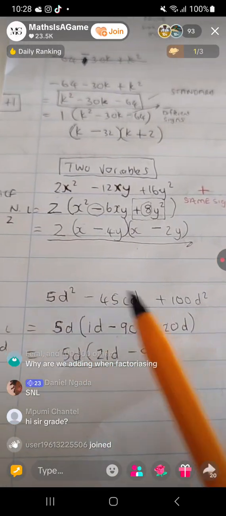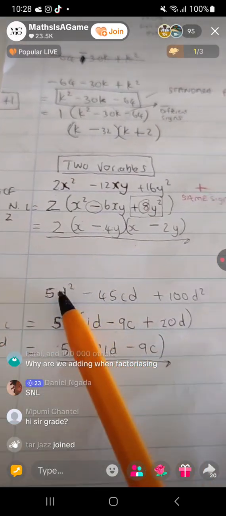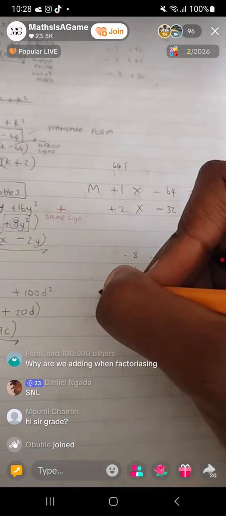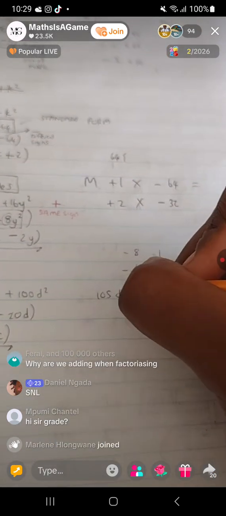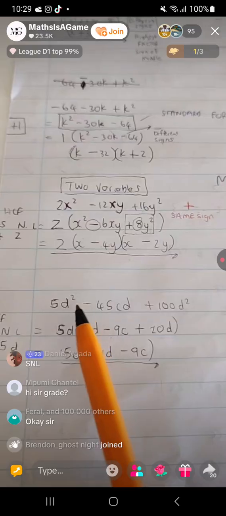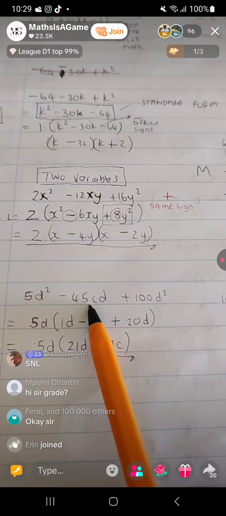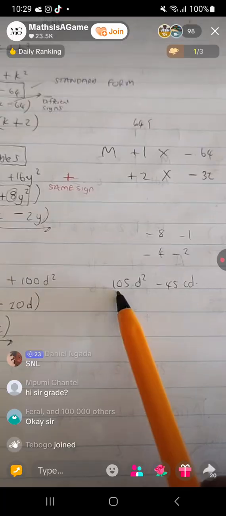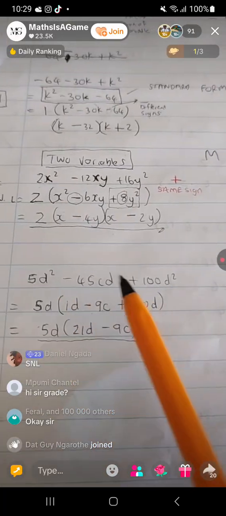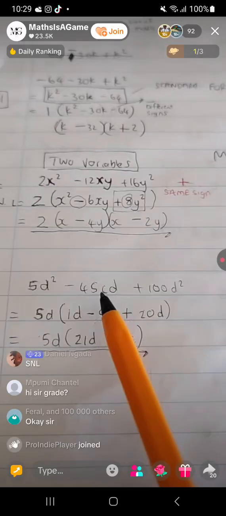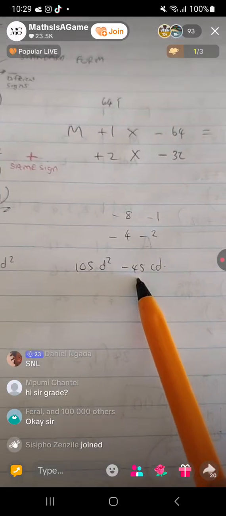Someone else who's looking at this question would have seen that 5d squared and 100d squared are actually like terms. So someone else would have actually added this from the beginning and said 5d squared minus 45ct plus 100d squared. Like terms, this. So it's 105d squared. 5d squared plus 100d squared is 105d squared minus 45ct.